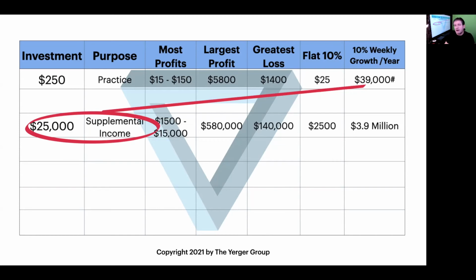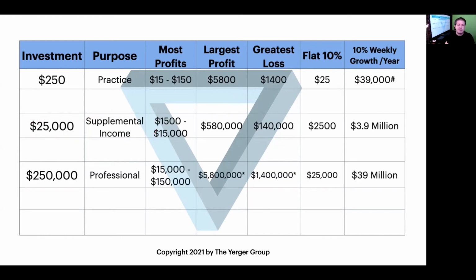You're a member of IML or some other educational platform, and you've gained the ability to grow that 25,000. Now you're going to take that and grow that 10% every week. You're not practicing anymore. Now you're using it as supplemental income. Now you're taking the supplemental income and you've grown it to a point where you have 250,000 in your account. Now you're a professional trader, and most of your profits are going to range in the $15,000 to $150,000 range.